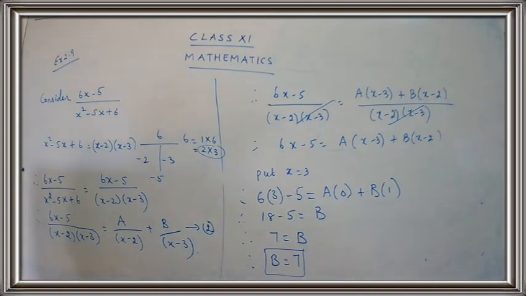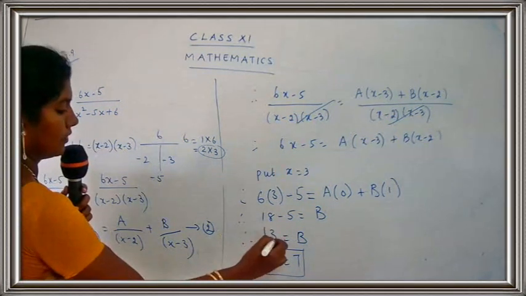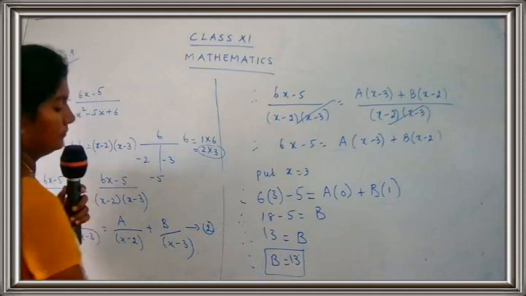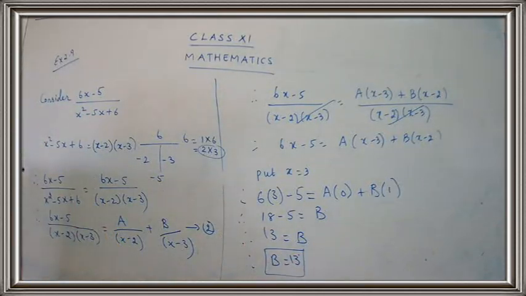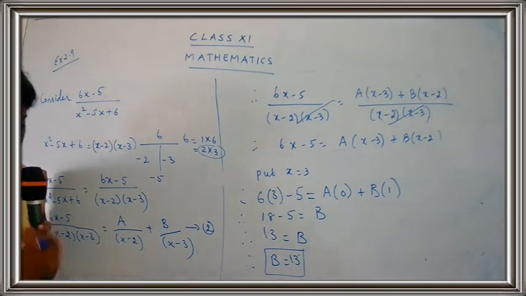18 minus 5, yes children, sorry, this is 13. So 18 minus 5 is 13. So what is the value for B? The value for B is 13. So B is equal to 13, so we get the value for B as 13.